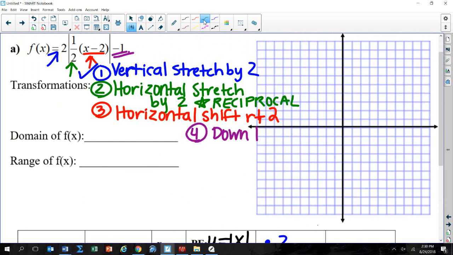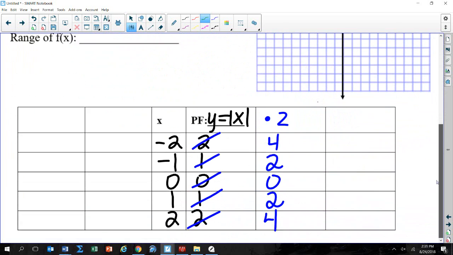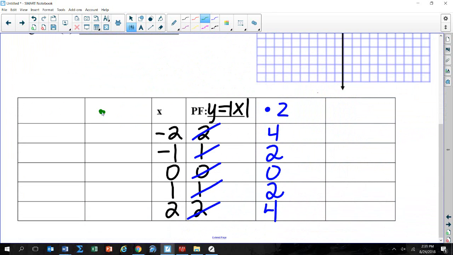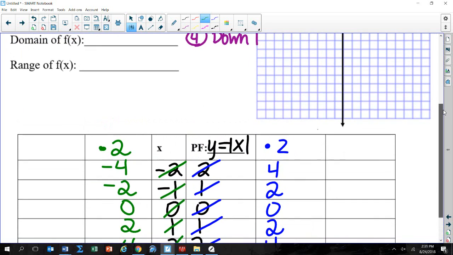Then I've got to do my horizontal stretch. Horizontal. What is changing? What do you think, Zach? X. Anything horizontal is my x. I'm going to multiply my x values by 2. Right? I use the reciprocal. Don't do the 1/2. You have to multiply by the reciprocal, and that's 2. Okay, so I'm going to take x, and I'm going to multiply all my x values by 2. We get -4, -2, 0, 2, and 4. Okay, that's done. Just one step at a time.